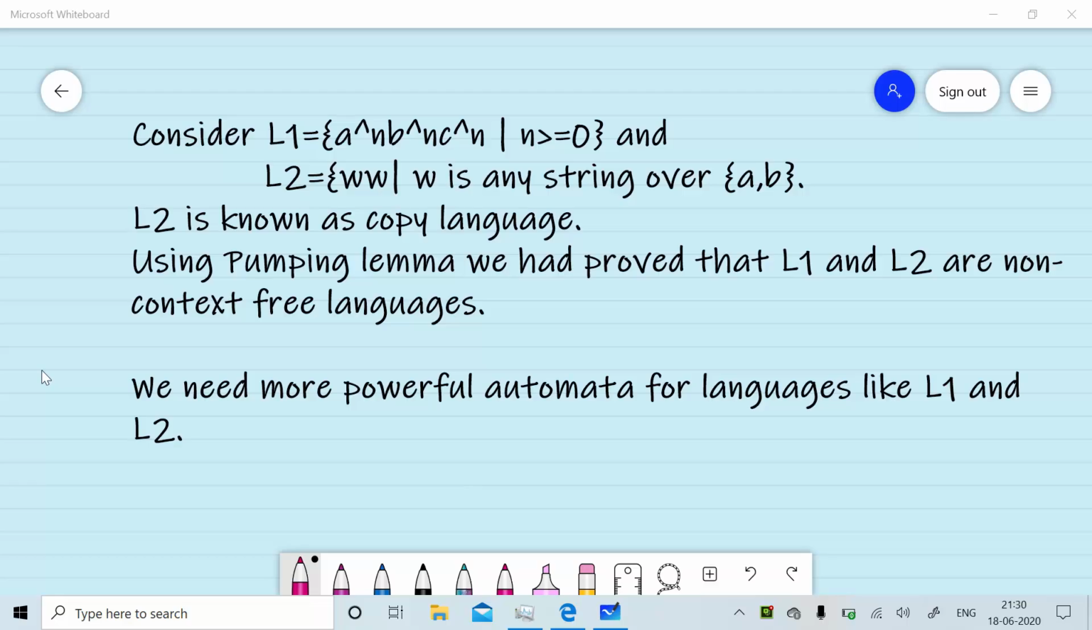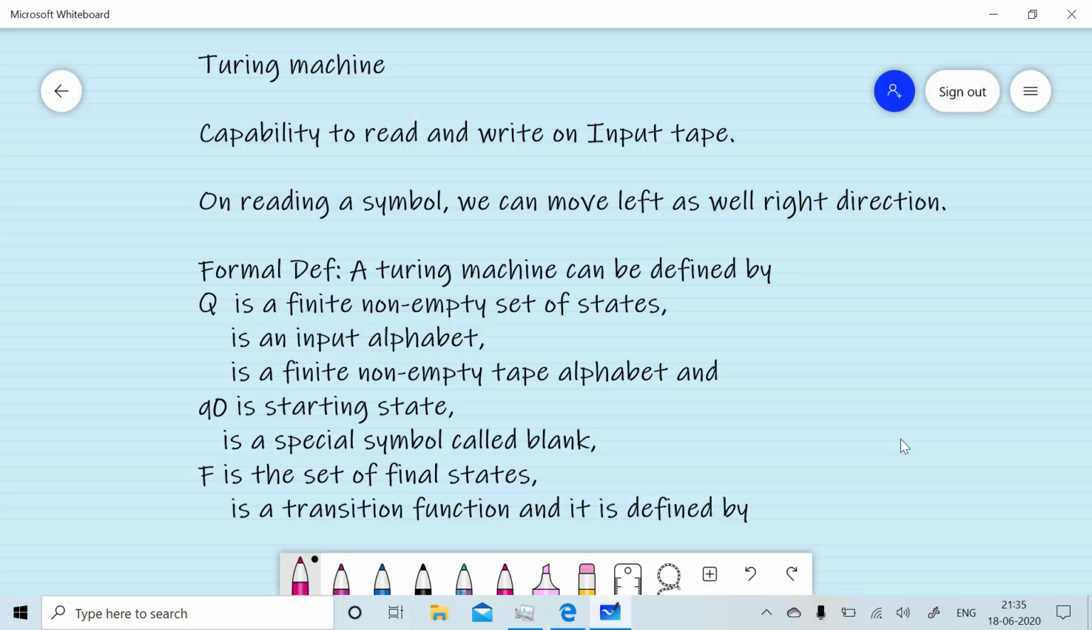Earlier we had discussed the language L1, a^n b^n c^n for n greater than or equal to 0, and L2, that is the copy language WW, where W is a string over A and B. Using pumping lemma, we had proved that L1 and L2 are non-context free languages. We cannot design push-down automata for L1 and L2. So we need more powerful automata for languages like L1 and L2, and we can design a Turing machine for languages L1 and L2.